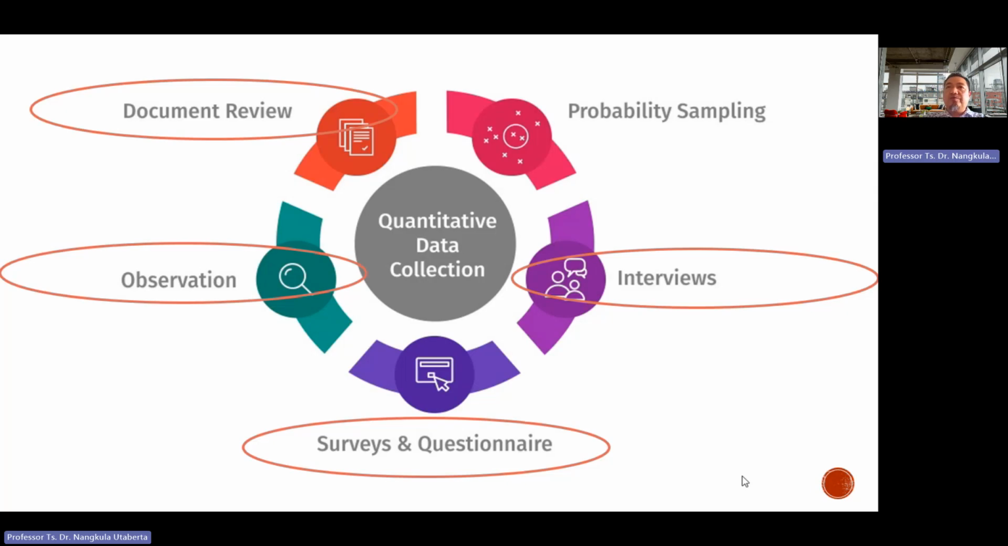Of course, I'm going to discuss that later. When you design the questions for an interview or questionnaire into something that can be measured, that is what we call an interview in the quantitative way. And of course, when you do probability sampling, you choose a certain sample and you conduct research based on targeted groups of the sample.